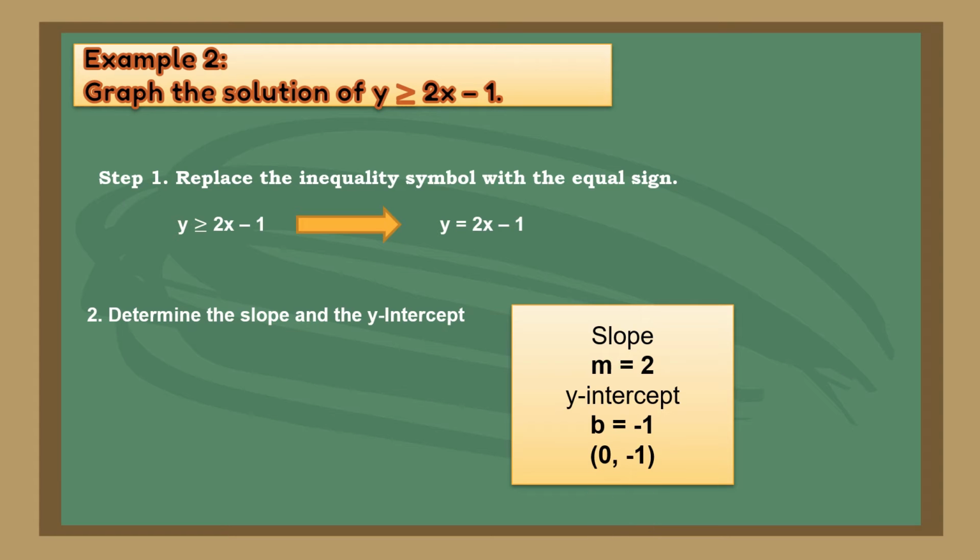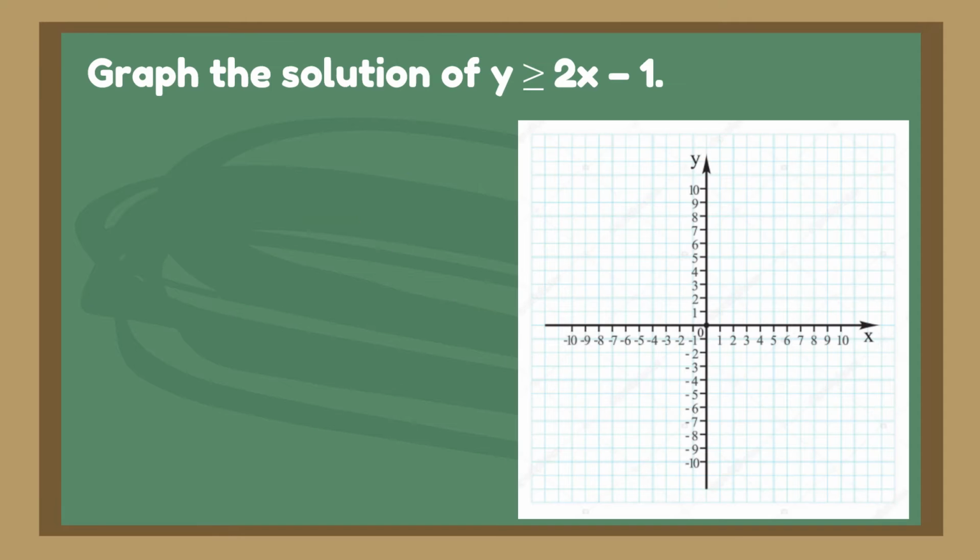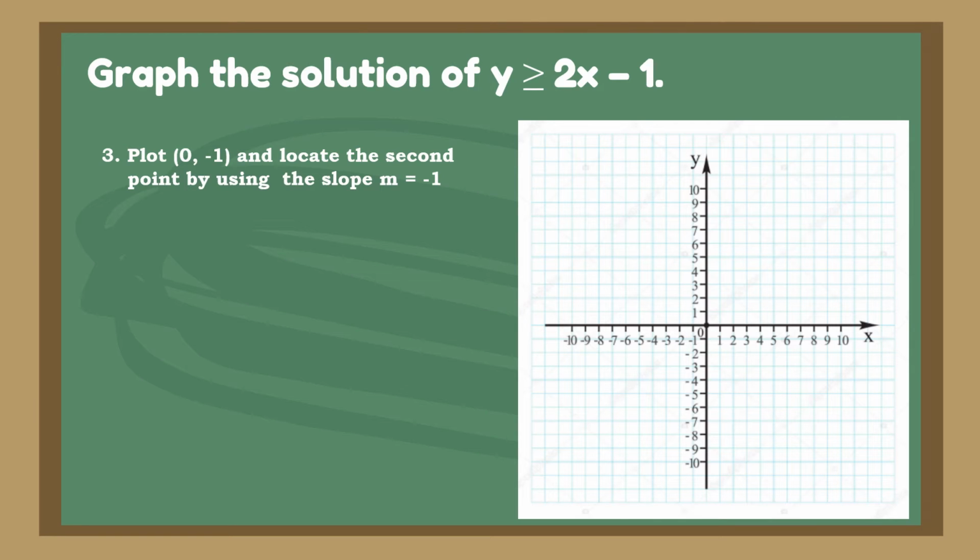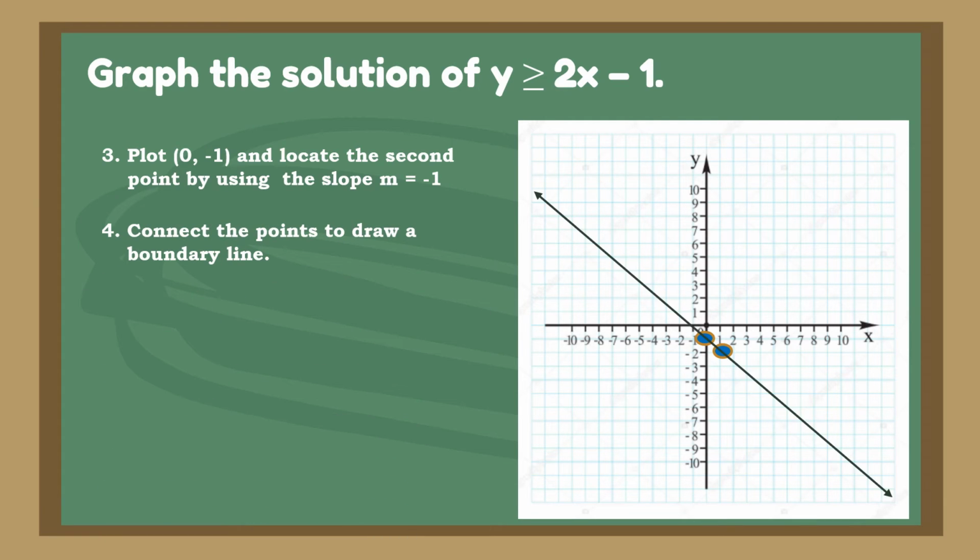The y-intercept is negative 1. So therefore, our point is (0, -1). Step 3, plot (0, -1) and locate the second point by using the slope, which is negative 1. So this is (0, -1). Then our next point is (1, -2) using the slope. Connect the points to draw a boundary line.